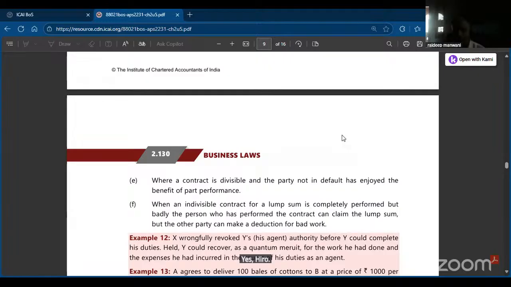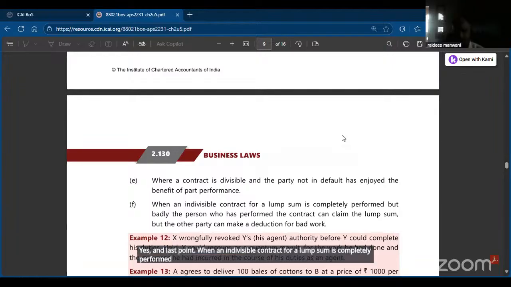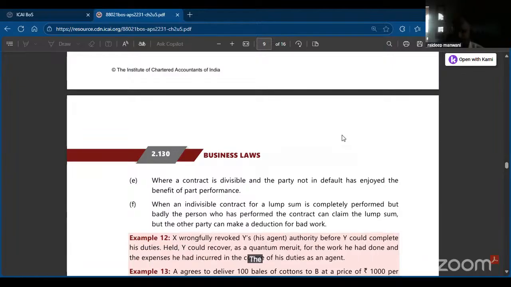Yes, sir. Last point. When an indivisible contract for a lump sum is completely performed but badly, the person who has performed the contract can claim the lump sum, but the other party can make a deduction for bad work. Okay, this is one case, I think. Sumpter versus Hedges or something.